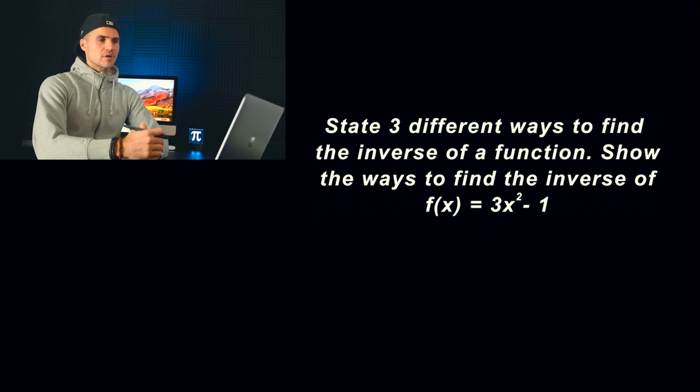This is a communication question in the Unit 1 test for advanced functions. So we have this function f of x equals 3x squared minus 1, and we have to find the inverse of it in 3 different ways.